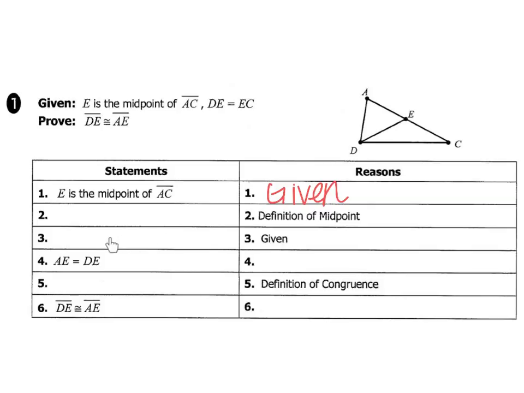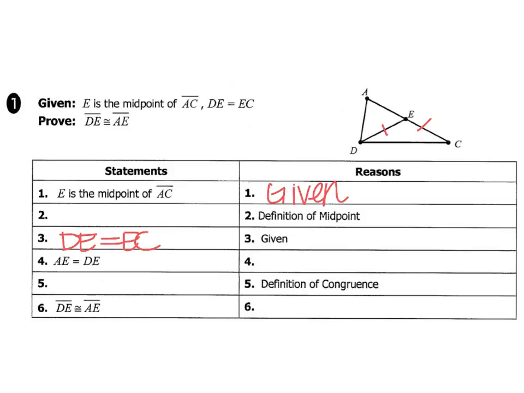So to match that given, what we want to do in statement number 3 is write down our other piece of given information. So measure of DE equals measure of EC is going to go there, because that is another piece of given information. Now let's mark up our diagram with our given information so that we're able to analyze our diagram and know what we're seeing. So DE, this segment, is congruent to EC. We marked up our diagram so it'll be easy to see.